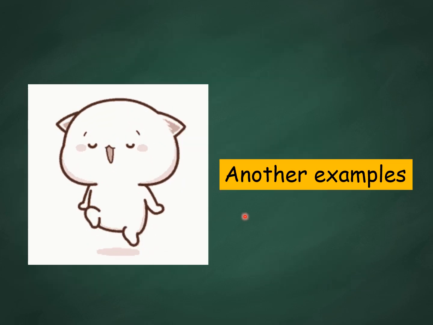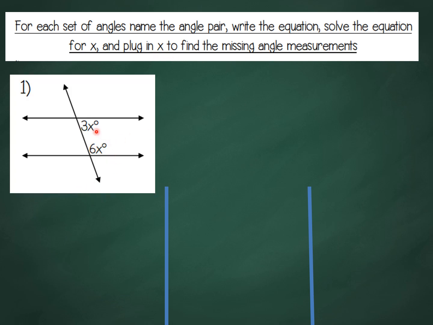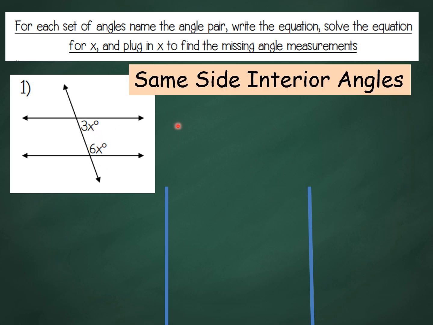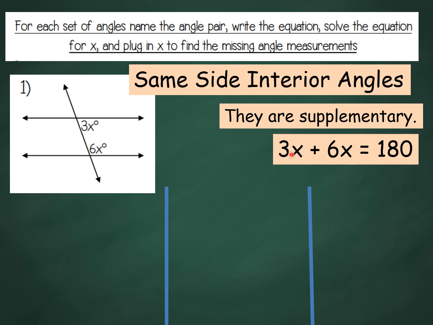Now, for another examples, in these examples, for each set of angles, name the angle pair, write the equation, solve the equation for x, and plug in x to find the missing angle measurements. So halimbawa ito, meron tayong 3x degrees and 6x degrees. So kung i-identify natin kung anong angle pair sila, mapapansin niyo na they are on the same side ng transversal at pareho po silang interior angles. So they are same side interior angles. And same side interior angles are supplementary. So i-add lang natin yung dalawang given.